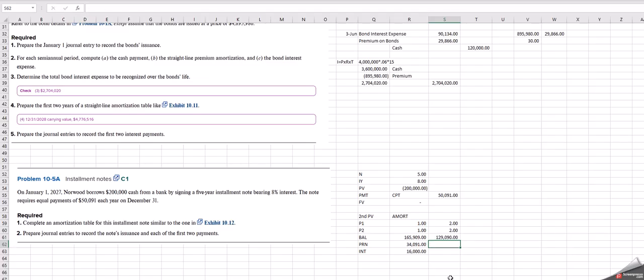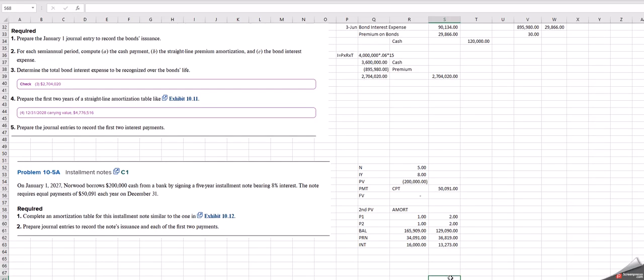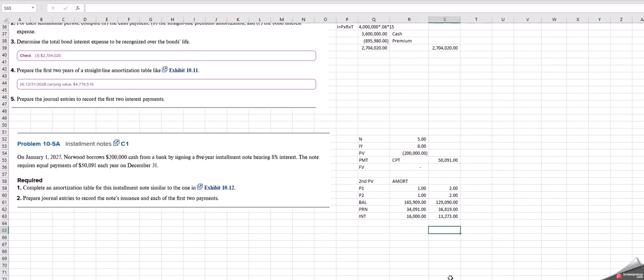My balance goes down to $129,090. Out of the second payment, $36,819 comes out as principal, and then $13,273 is interest. So you could keep doing that over the life. They just want us to do those two so we can do our journal entries.